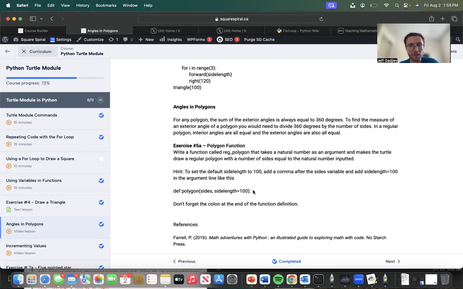Okay, so good luck completing this exercise, and we'll go over the solution to this exercise in the next lesson.